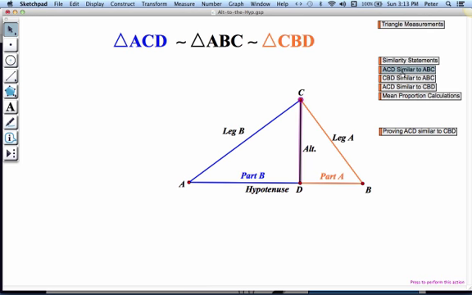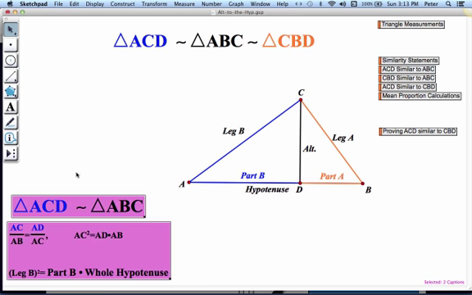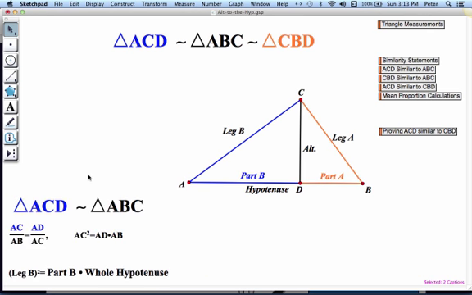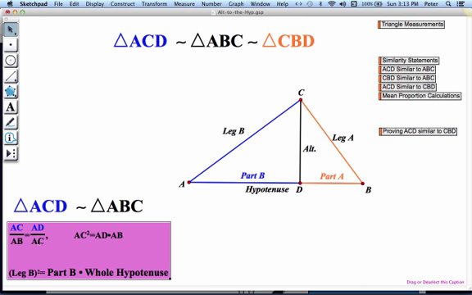Looking first at the similarity between the blue triangle and the black triangle, ACD is similar to ABC. Well, what's interesting about that is rather than writing out all three ratios, I can see that AC comes up in the ratio for AC to AB and the ratio of AD to AC.